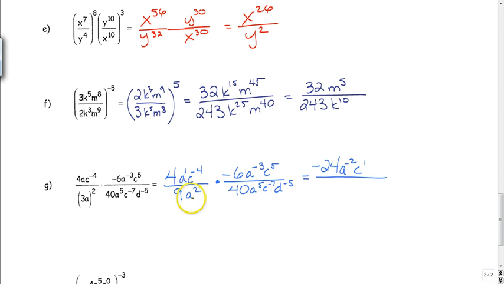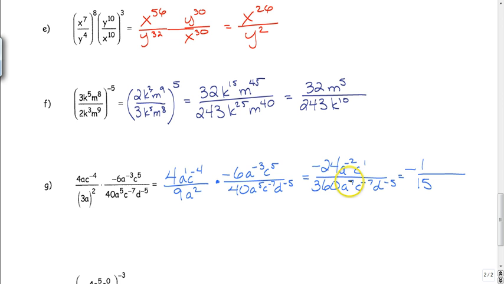And then on the bottom, 9 times 40 is 360. And then we're going to have a squared times a to the 5th, which is a to the 7th. We have our c to the -7 and our d to the -5. So it's bigger, but now look, you only have to simplify one time. So -24 over 360 is going to reduce to -1 over 15.